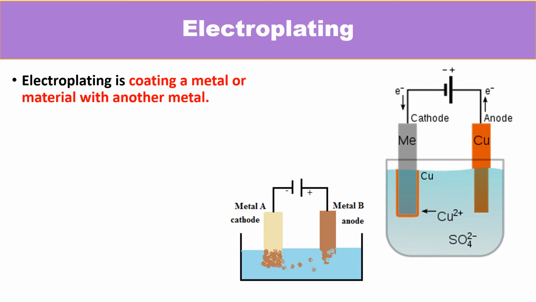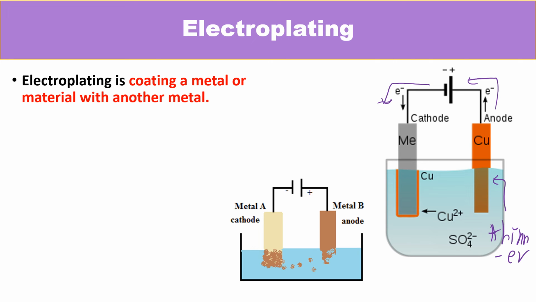The other technology that you need to know is something I like to call electroplating. Electroplating is coating a metal or material with another metal. So if you look at the one on the right side over here, you notice that copper, if it's the anode, the electrons go from one end to another end. Can you see that copper becomes thinner?